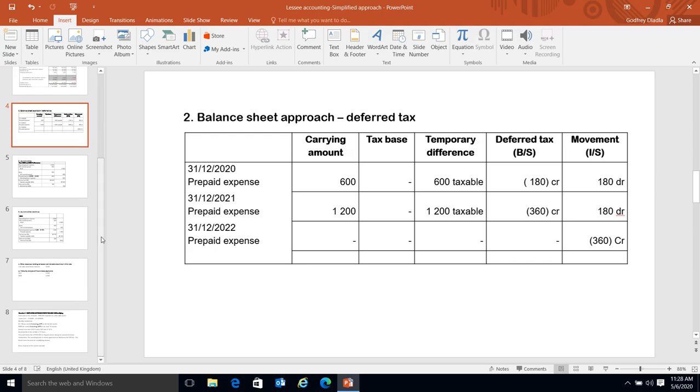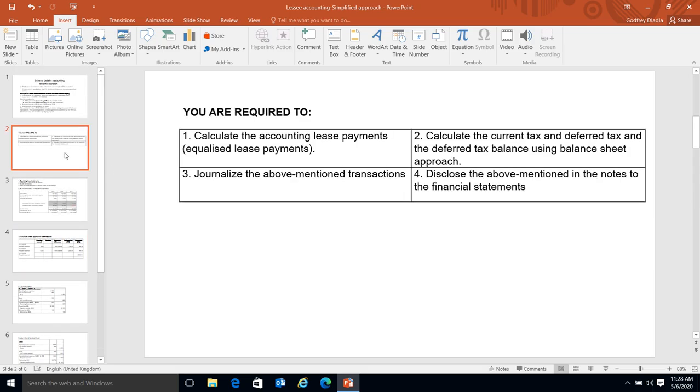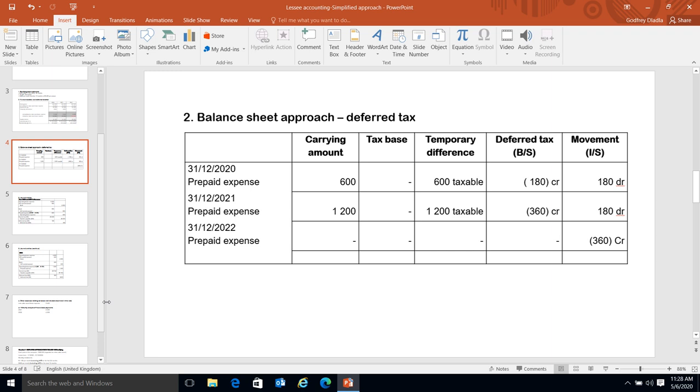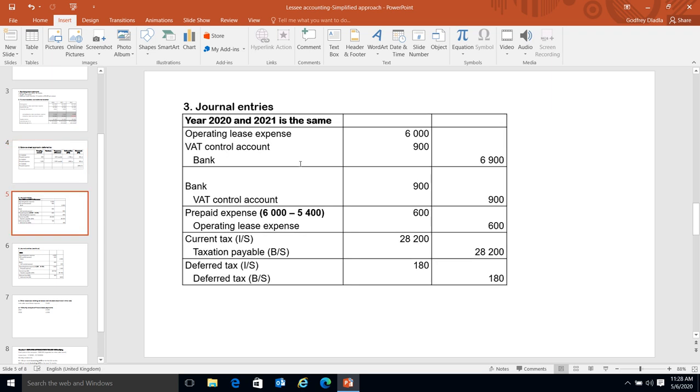Now we are done with number 2. We move to number 3, the journals. Right. Now here are the journal entries. So here I've tried to summarize. I'm saying year 2020 and year 2021 is the same, meaning your journal entries will look the same for both those 2 years. Right. Let me just explain to you the first one.